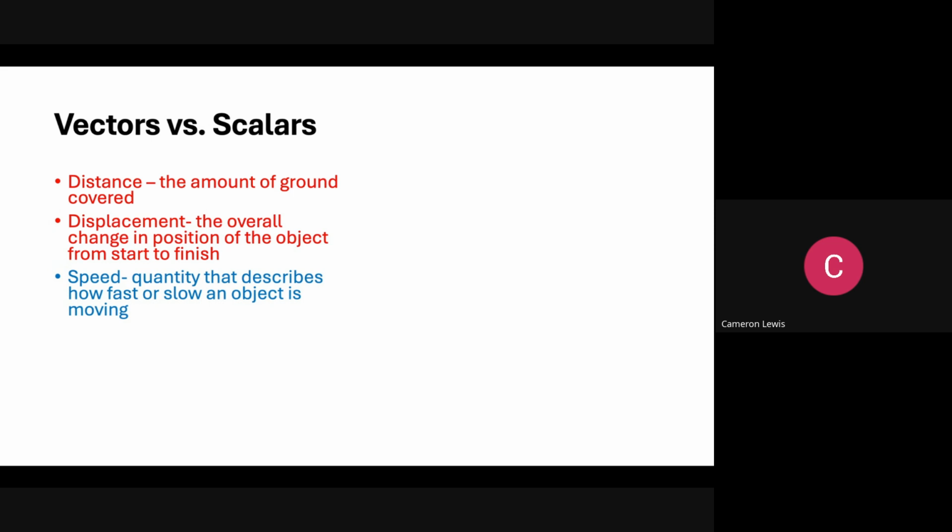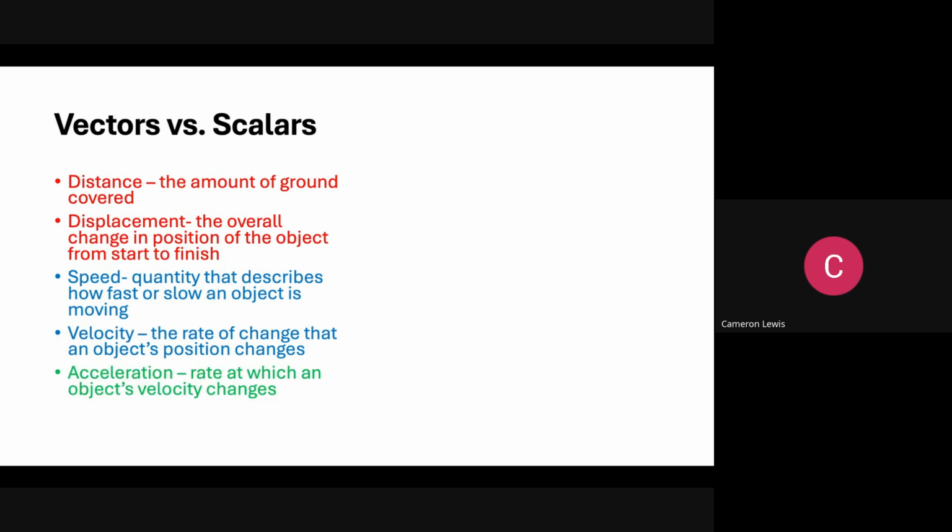Speed is a what? Scalar. Scalar, the quantity that describes how fast or slow an object is. So then velocity is a what? Vector. Yeah, vector, and that's the rate of change that an object's position changes. Then we have our last one, acceleration. What is acceleration? The distance and change over time. Almost. The rate at which an object's what changes? Changes over time. But what, the displacement? Not the displacement. Look at the definition.